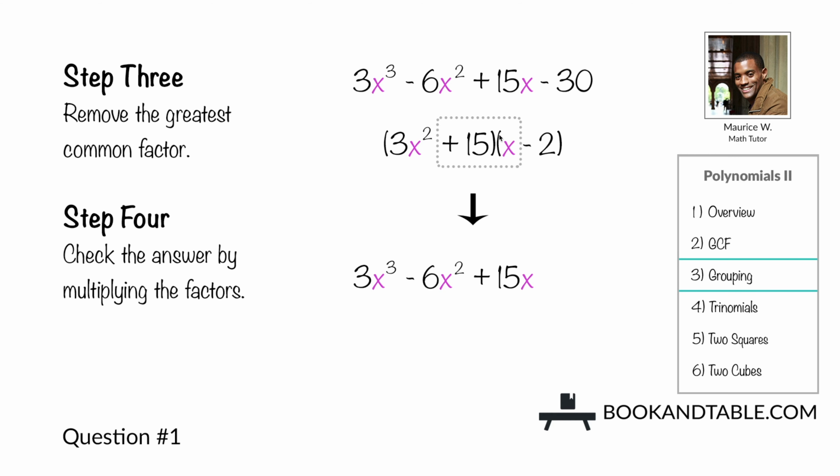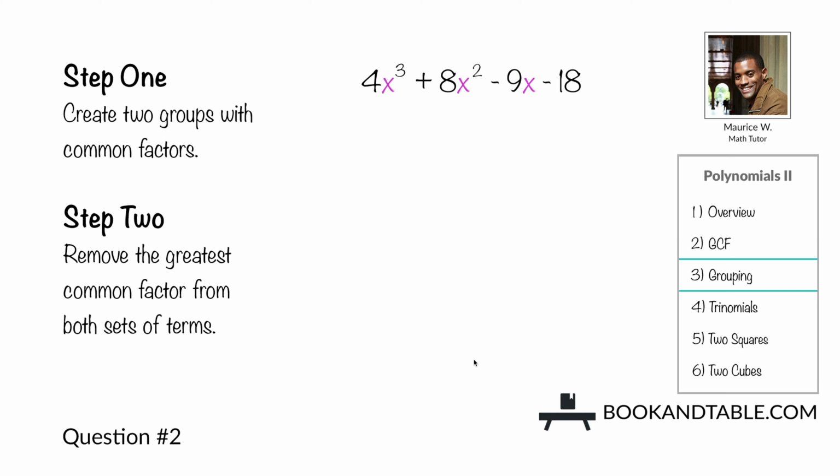Then we have 15 times x, which gives us 15x. And lastly, we have 15 times negative 2, which gives us negative 30. And since our original polynomial and our final polynomial match, that confirms that we found the correct factors, which are 3x squared plus 15 and x minus 2. So that's the answer for question number 1. Let's now have a look at question number 2.